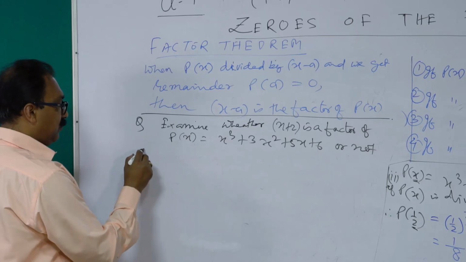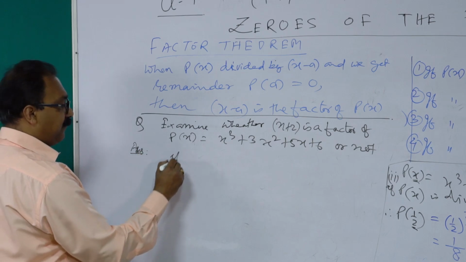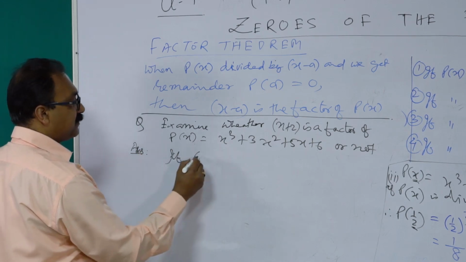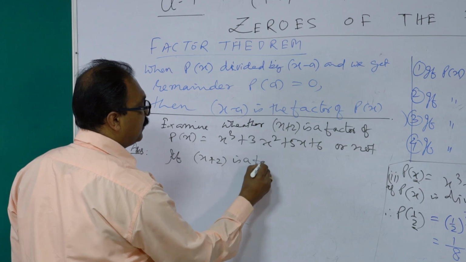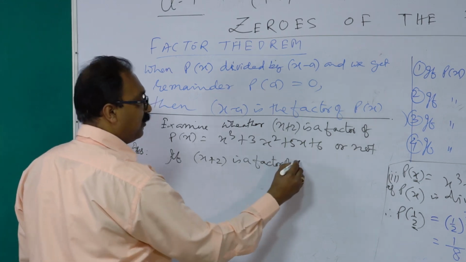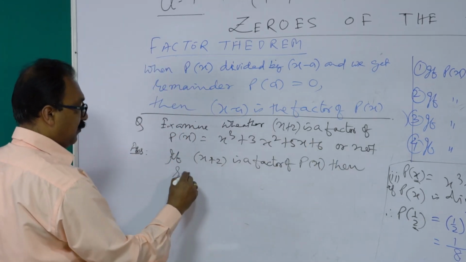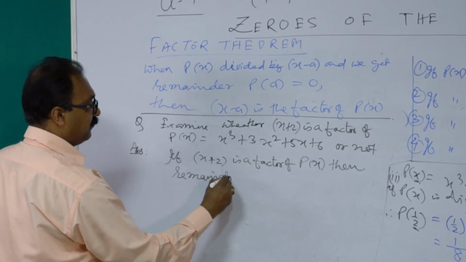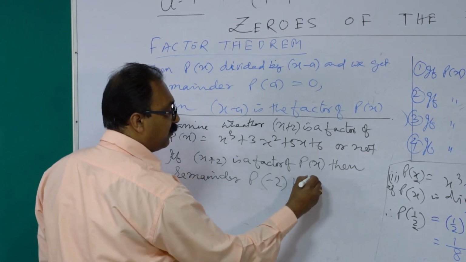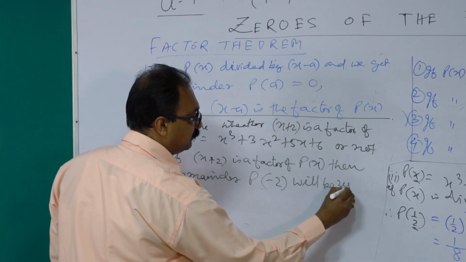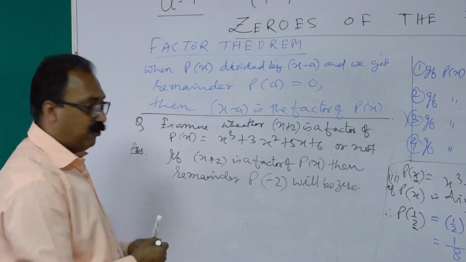You have to examine. So now answer, okay? If x plus 2 is a factor of P of x, then the remainder, what is the P of what? Plus becomes minus 2, it will be 0. If not 0, it is not a factor. Is it clear? Now look at here.